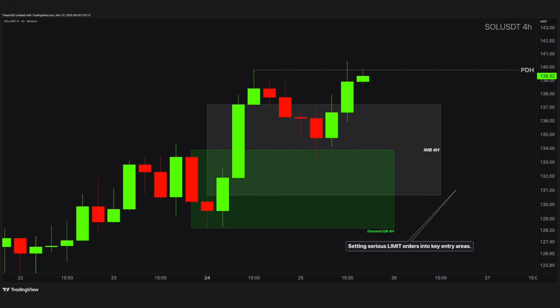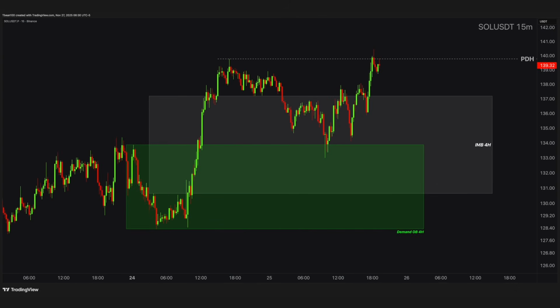Okay, so what is the other way to trade this? Of course, you can drop down to the lower time frames and watch for a structure shift. For example, on this 15-minute chart, you can see the shift in structure, the pullback, and then the rally towards the previous day's high. This is the most classic entry model we have been using for a long time.